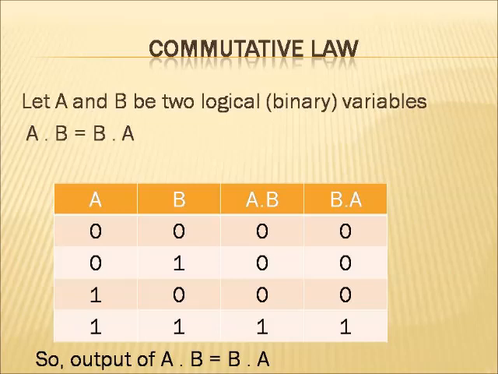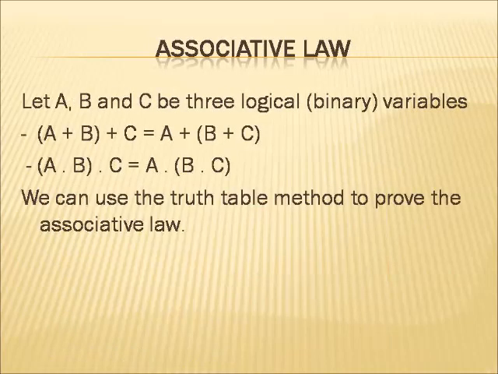We continue with the commutative law. First we have seen that a plus b is equal to b plus a. Now there is another one, a dot b is equal to b dot a. The same we can prove using the truth table method. So the commutative law has two parts: a plus b is equal to b plus a, and a dot b is equal to b dot a. Please see the truth table. Here you can see that the values of a dot b and the values of b dot a are the same. So we can say a dot b is equal to b dot a.